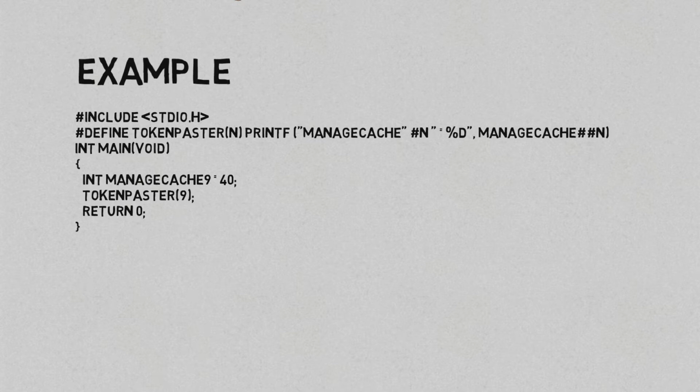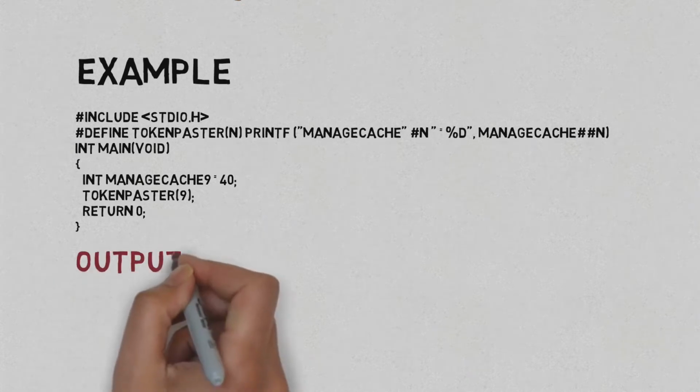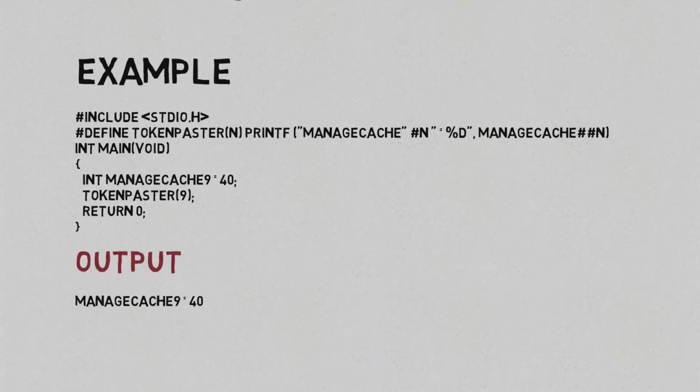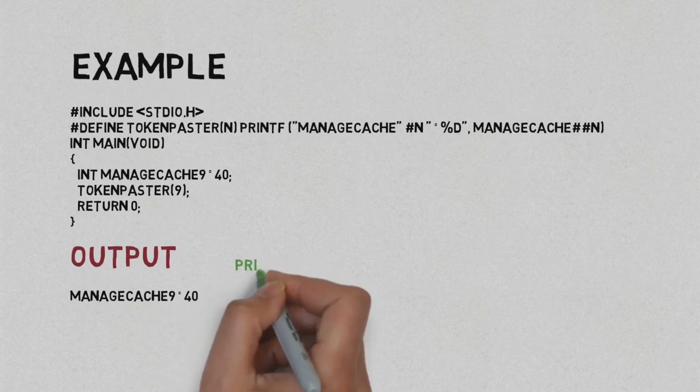Now let's see what is written in the main function. In the main function there is a variable named manage cache 9, which has a value of 40, and in the token paster function we are passing 9 as a value. When we are passing 9 as a value, manage cache ## 9 means manage cache and 9 will be concatenated. After concatenation, we get manage cache 9. We have a variable named manage cache 9 here. So the value of manage cache 9 will be printed in the statement and the output will be: manage cache 9 is equal to 40.